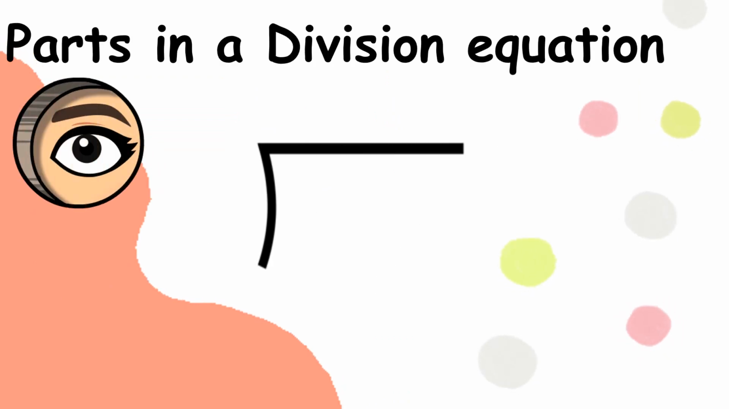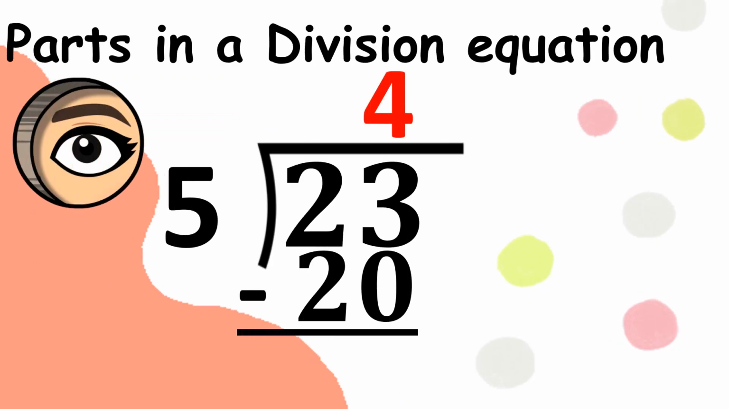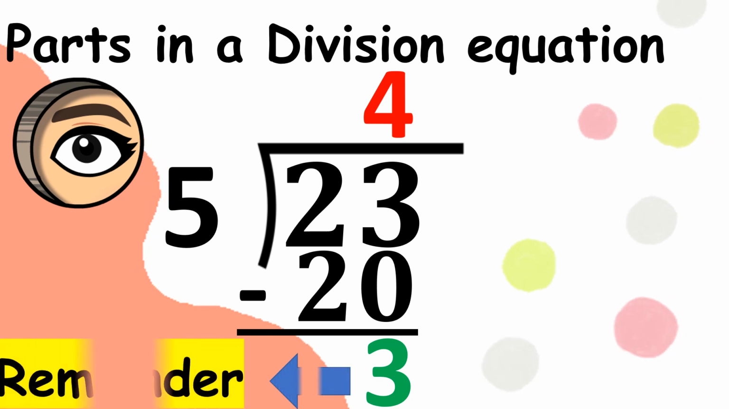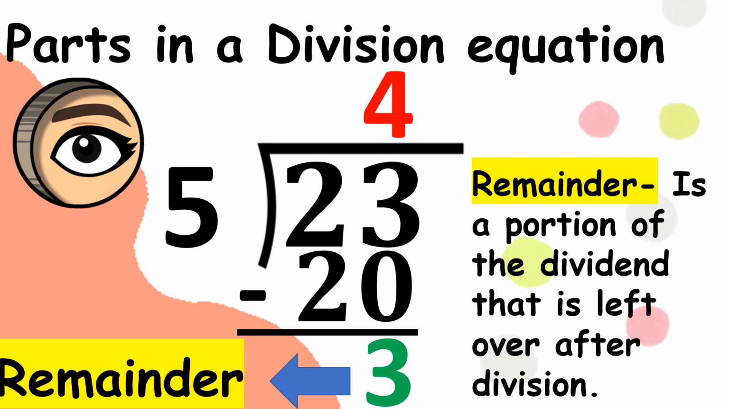Next one. Now that we know the quotient is 4, the last part is what we call the remainder. And what is the remainder? It is a portion of the dividend that is left over after division. So it is the leftover.